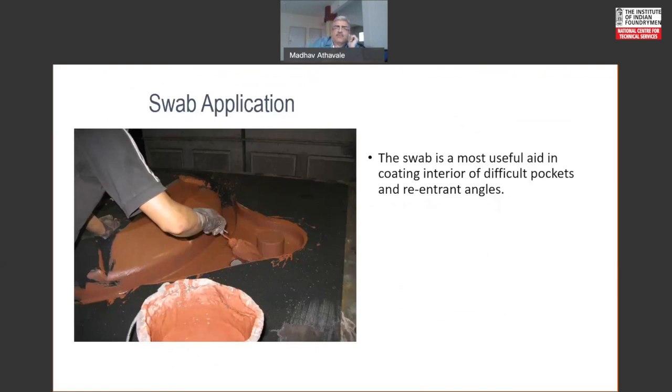The swab is the most useful aid in coating the interior of difficult pockets because it is flexible and handles re-entrant angles, which is slightly difficult when it comes to using a brush. It will be fair to say that in more organized foundries these days, brushing and swabbing is getting replaced with slightly higher production levels. It is gradually getting replaced by the flow process because of its inherent advantage of more even surface and then better casting finish, etc.